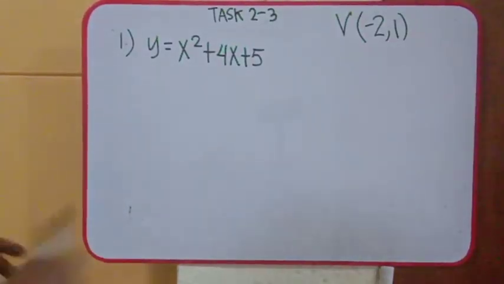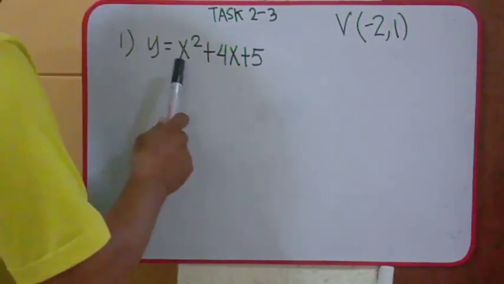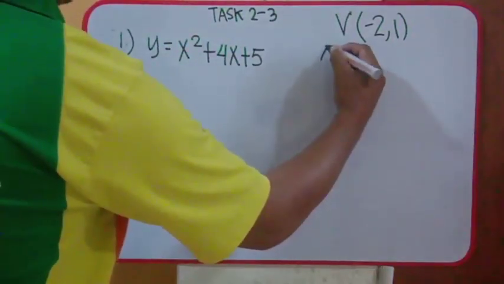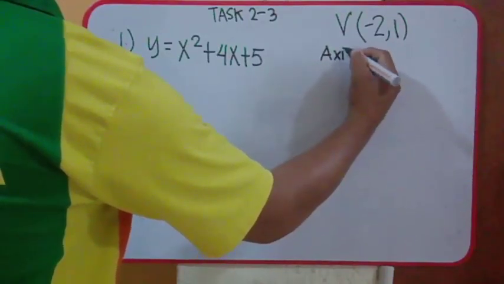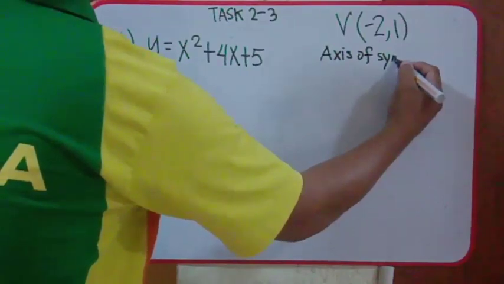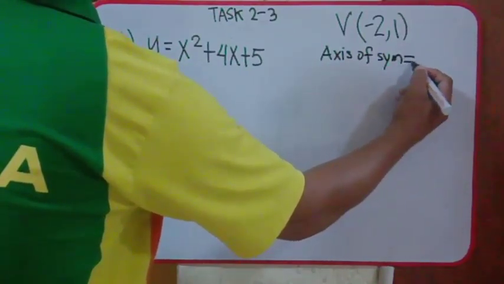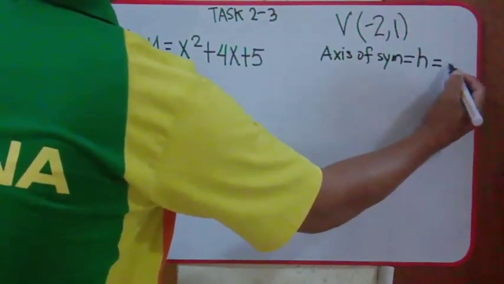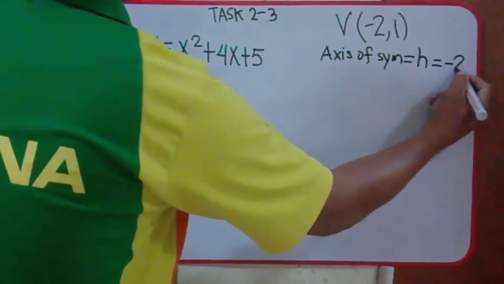After na makuha natin yung vertex dito sa function natin, makukuha natin yung axis of symmetry. So, ang axis of symmetry is equal to h, where h equals negative 2. So, the axis of symmetry is negative 2.